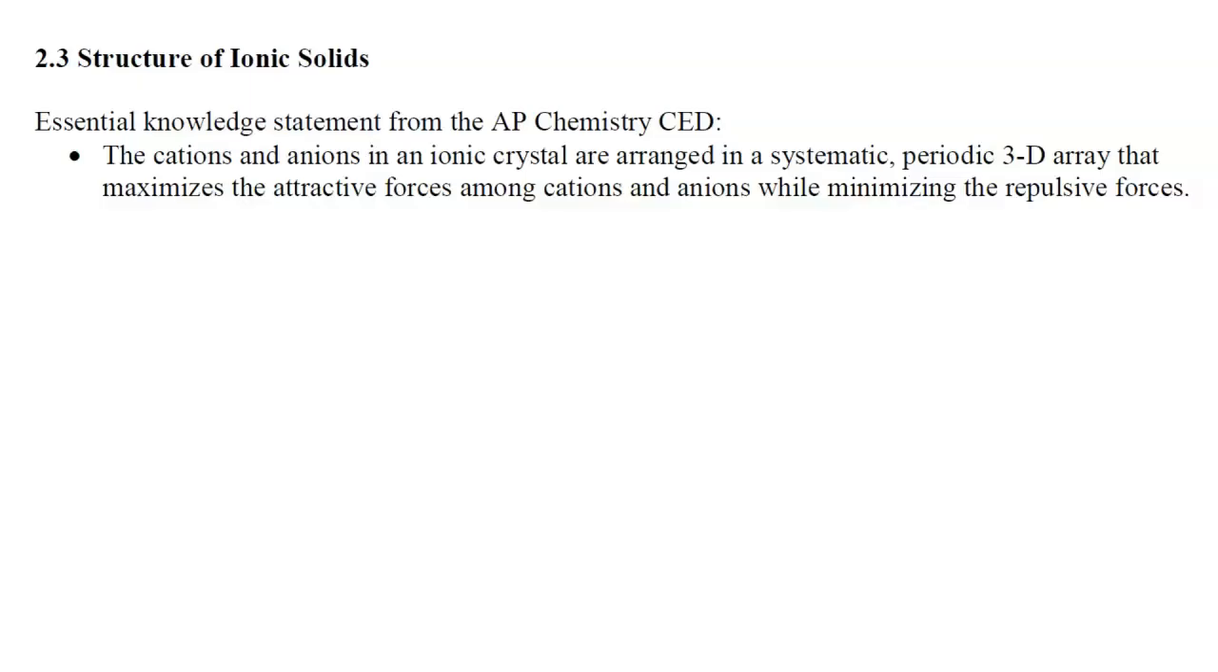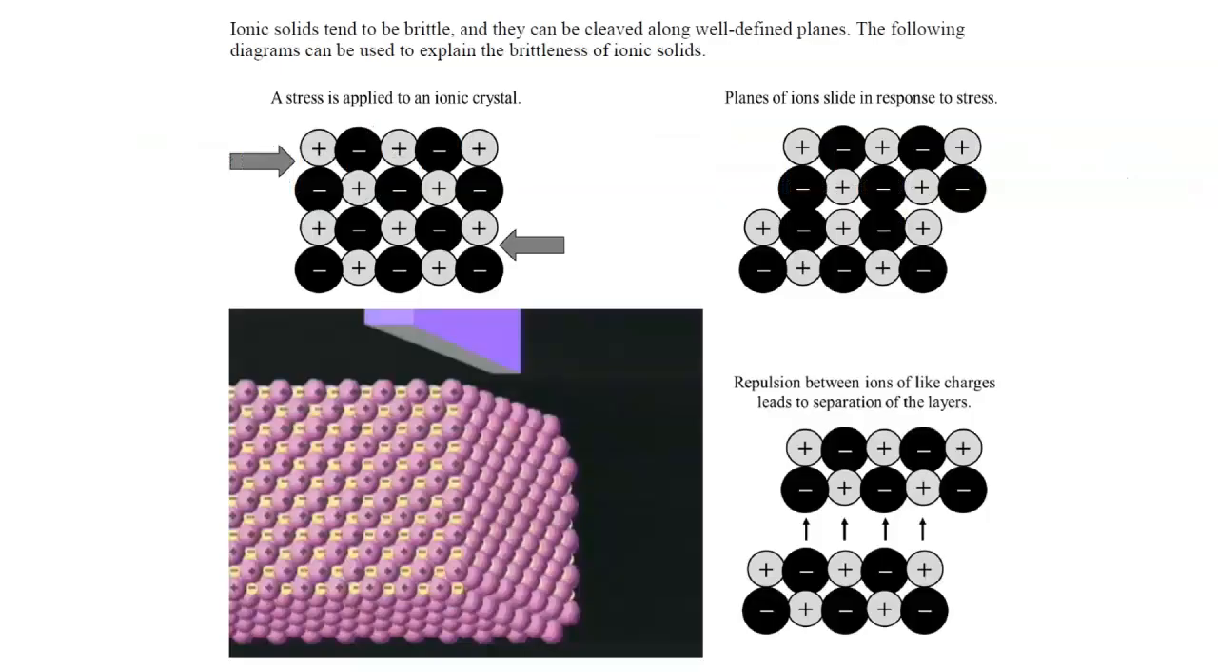It says, the cations and anions in an ionic crystal are arranged in a systematic, periodic, three-dimensional array that maximizes the attractive forces among cations and anions while minimizing the repulsive forces. So in an earlier video, when I was presenting information on topic 2.3, I had presented the information on this slide. It says, ionic solids tend to be brittle, and they can be cleaved along well-defined planes. The following diagrams can be used to explain the brittleness of ionic solids, and here is a short video clip that explains what's going on here.